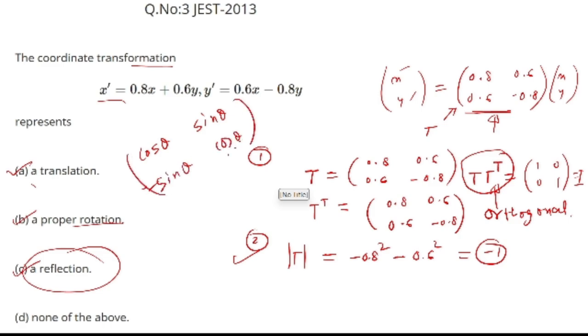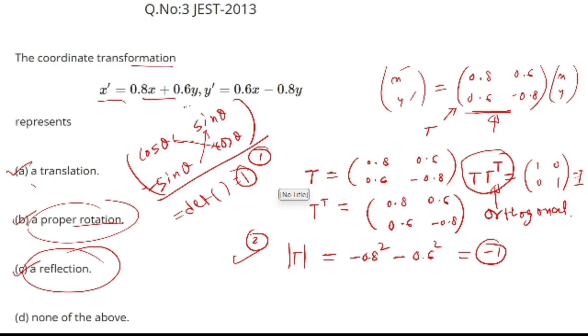This is also a transformation matrix, and it gives a proper rotation, because if we take its determinant, it gives plus 1, and it is also an orthogonal matrix, so that's why it represents proper rotation. But here this transformation matrix is orthogonal but gives a negative determinant value, minus 1, so that's why it represents reflection. So the answer will be option C only. Okay, this is the answer.